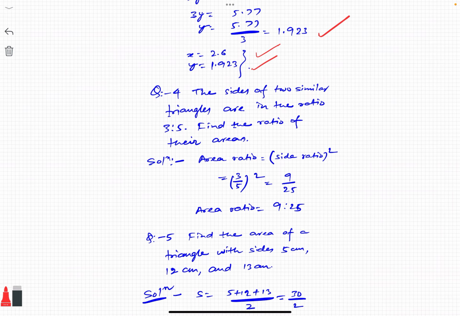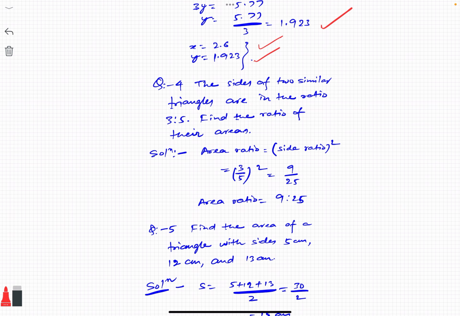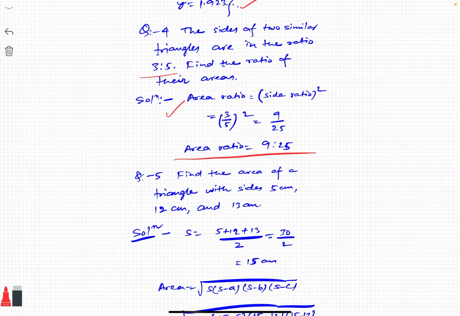Question number 4 is the sides of two similar triangles are in the ratio 3:5. Find the ratio of their areas. We know area ratio is equal to side ratio whole square. So side ratio is 3:5. We will put the value of side ratio (3/5) whole square. So area ratio will be 9:25.